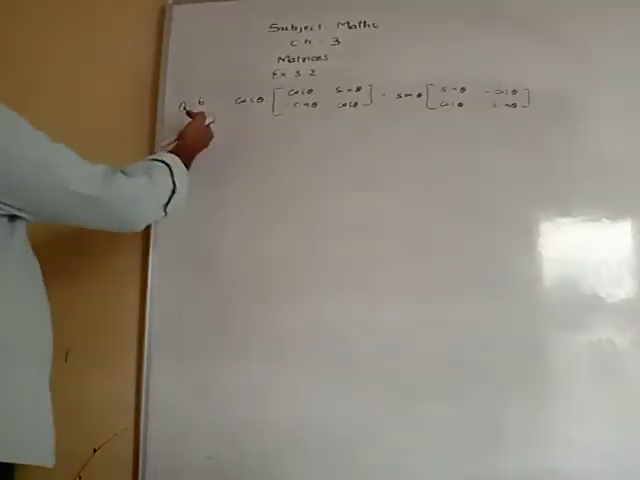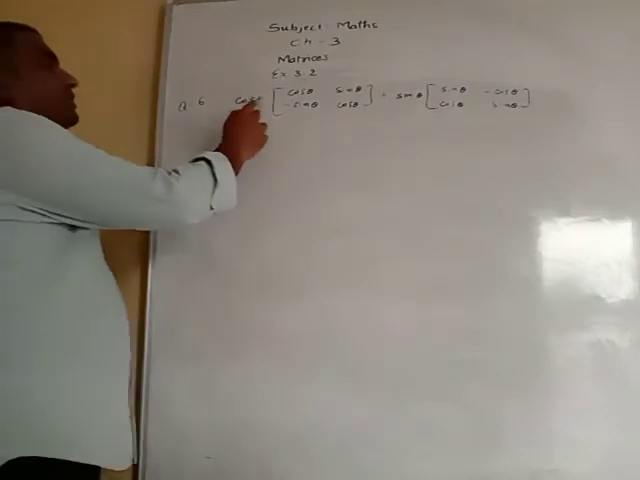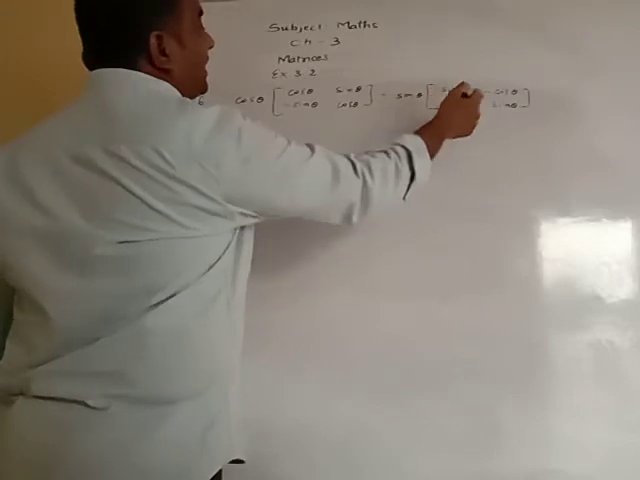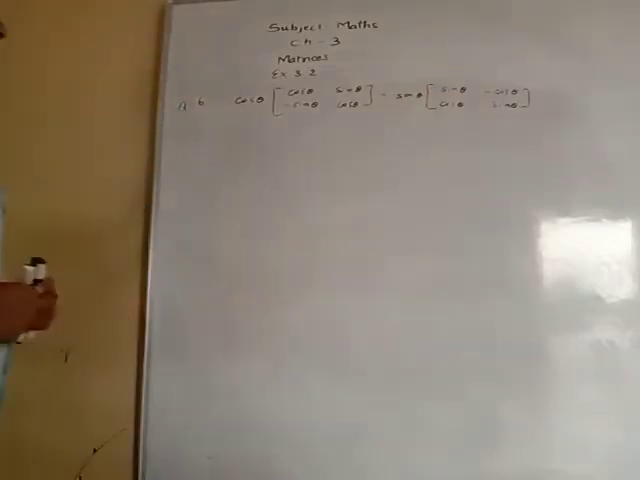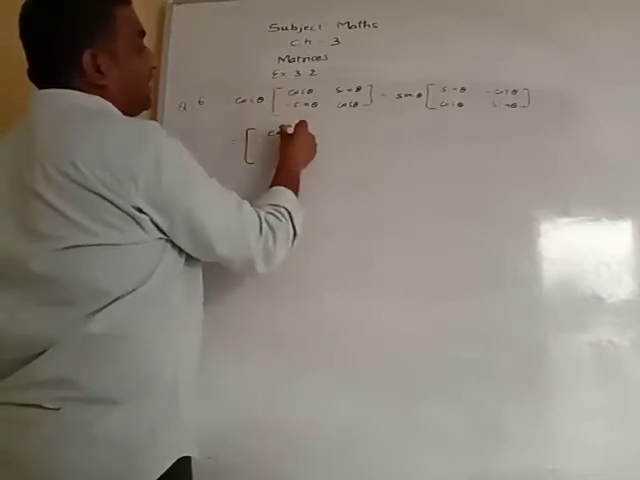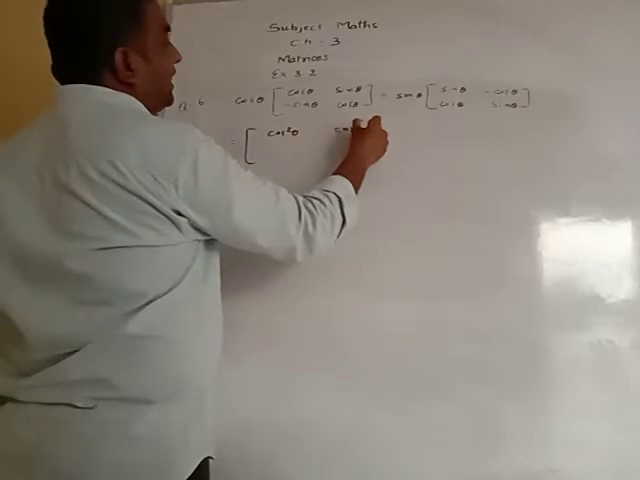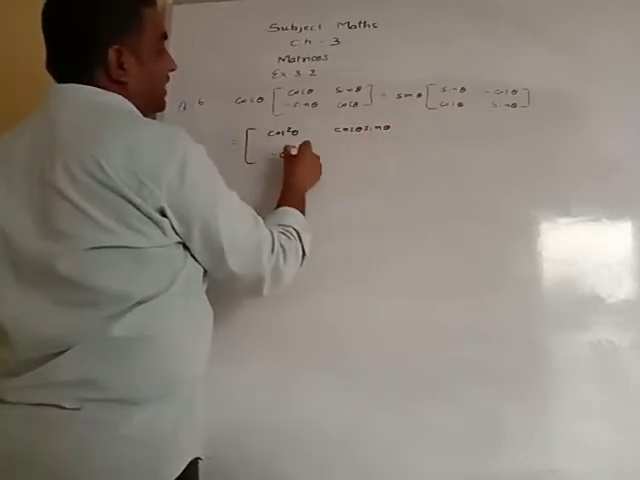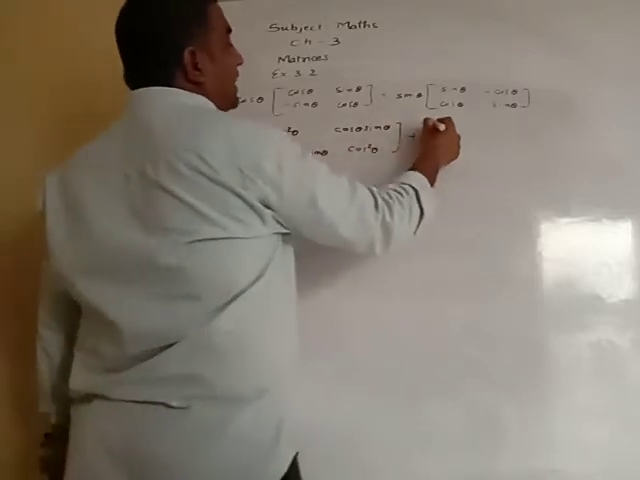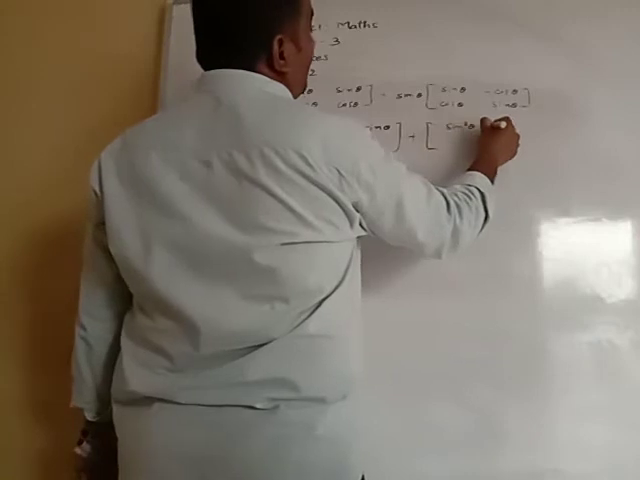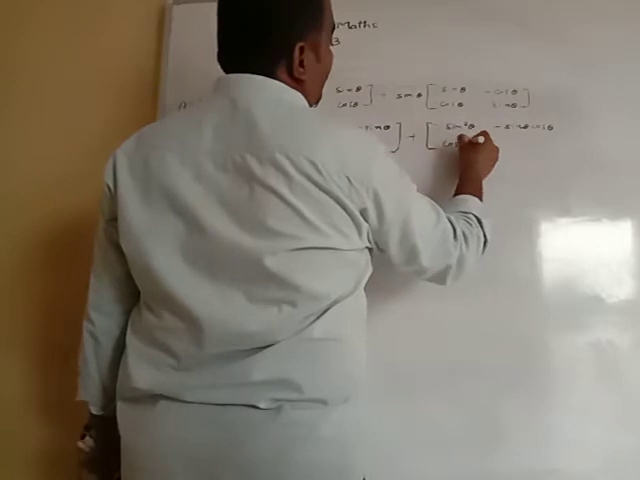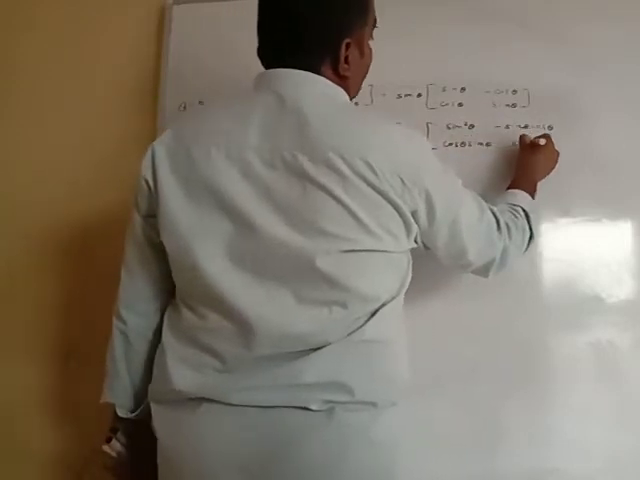Now question 6: again we have to simplify cos theta into matrix [cos theta, sin theta; minus sin theta, cos theta] plus sin theta into matrix [sin theta, minus cos theta; sin theta]. So let's multiply cos theta inside, then we get cos square theta, cos theta sin theta, minus cos theta sin theta, cos square theta. Let me multiply sin theta inside, then sin square theta, minus sin theta cos theta, cos theta sin theta, and sin square theta.